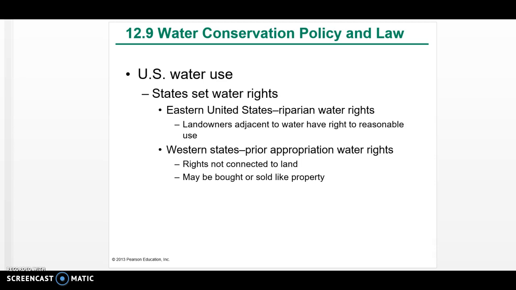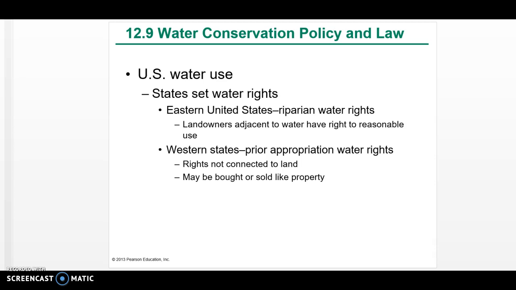So the next couple slides talk about the policies in terms of water. The United States is really interesting because there are two different types of water rights. There are what we call riparian water rights and appropriated water rights. On the East Coast, landowners adjacent to water have rights to reasonable use. They don't own the water, but they have rights to it.